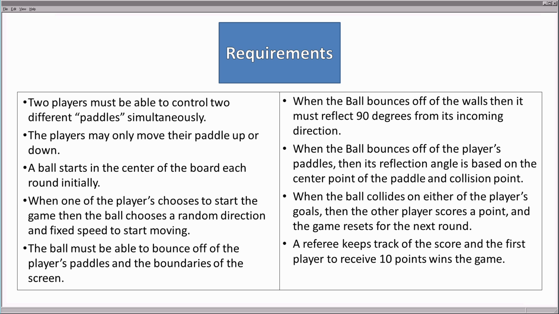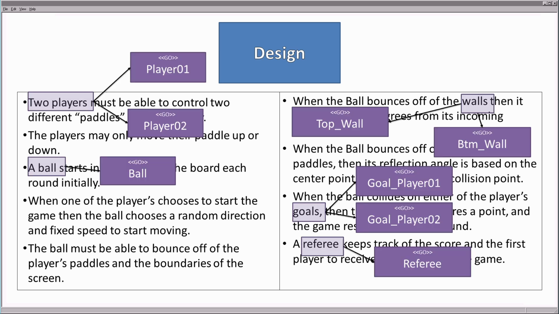A referee keeps track of the score, and the first player to receive 10 points is declared the winner. We can start seeing the game objects when observing the nouns in the requirements. We see two players, a ball, and the environment as being the walls and the goal. Finally, we also see the game official or manager called the referee.